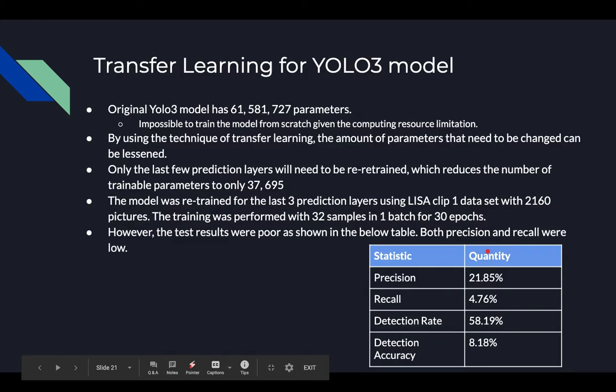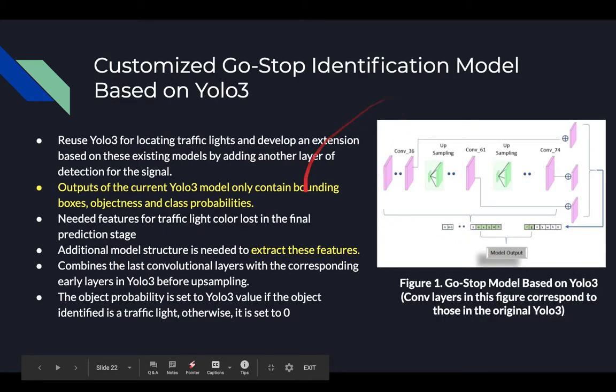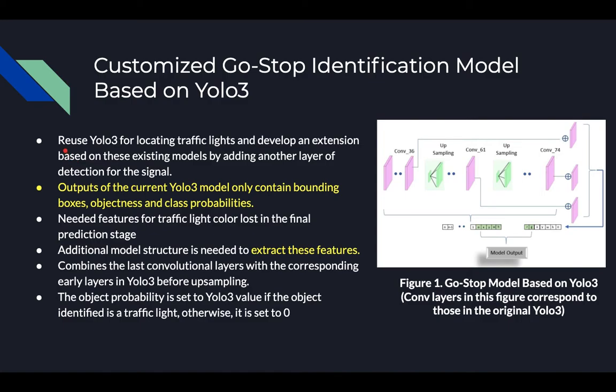So this indicated that additional layers need to be built upon the model. We would reuse the YOLO 3 model for the traffic light and then develop extensions based on existing models by adding another layer. The current output of the YOLO 3 is the bounding box, objectness score, and the class probabilities. The bounding box is useful because it shows the location in the image, which these coordinates right here show. But the objectness and class probabilities are thrown out because the objectness is the traffic light, and rather what is needed is the traffic light signal.